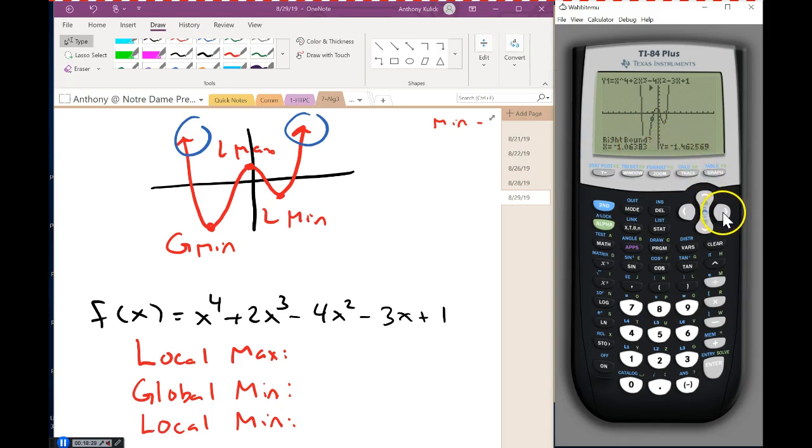So I'm going to do the same thing. I'm going to press my right arrow keys and move that cursor over to the right side of that maximum. So somewhere over on this piece. Notice my cursor is right here. That looks good. I'll press enter.